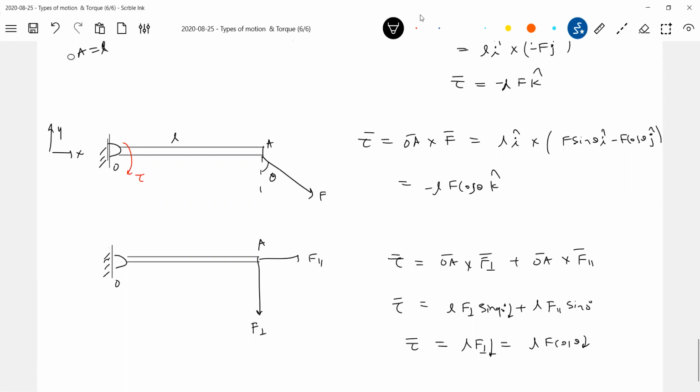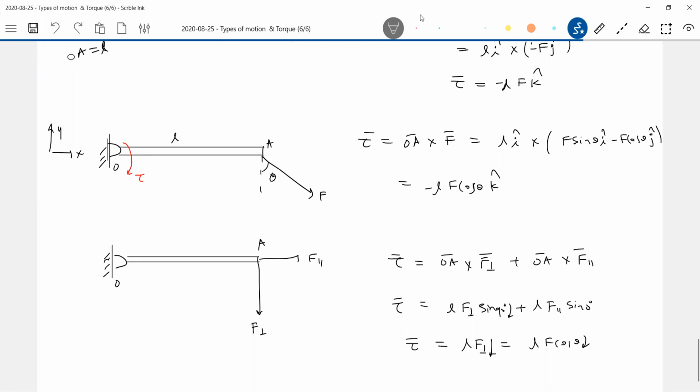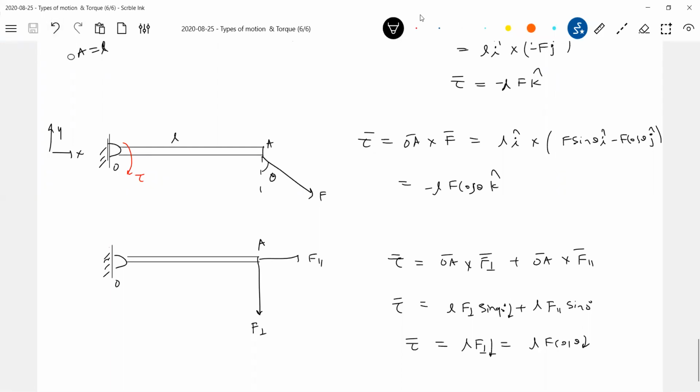So what is the sense? Clockwise. So curl the fingers in the direction of the arrow, and the thumb will point into the plane of the paper. Are you getting? Curl fingers in the clockwise sense. Sir, how to curl? It will be like this. Look at the thumb. The thumb will point into the plane of the paper. Don't do like this. In the sense of the arrow, you have to curl it. The thumb will be pointing in the direction of the torque here.